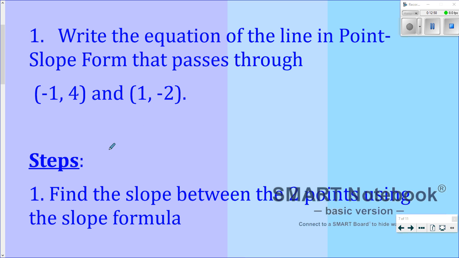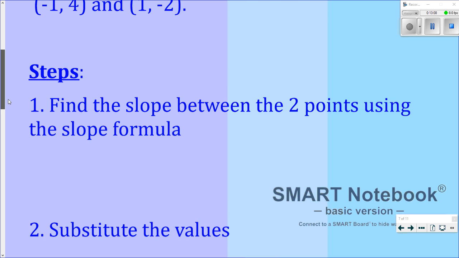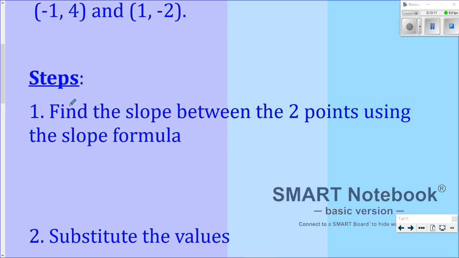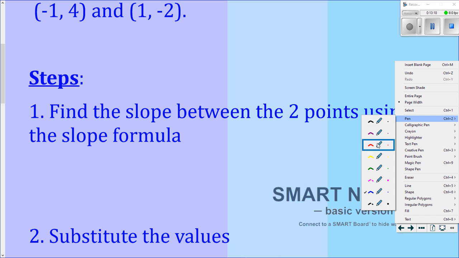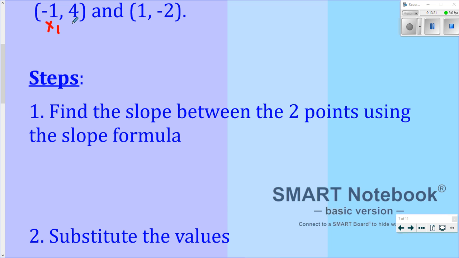Well, in this case, in order to find our point slope form, we need our m, our slope, and one of the points. So with this, we're going to do the steps. For this one, it says find the slope between the 2 points using the slope formula. So I'm going to do this with red, because this one is my x1, y1, and this is my x2, y2. So I'm going to do my slope formula, which is m equals y2 minus y1 over x2 minus x1.